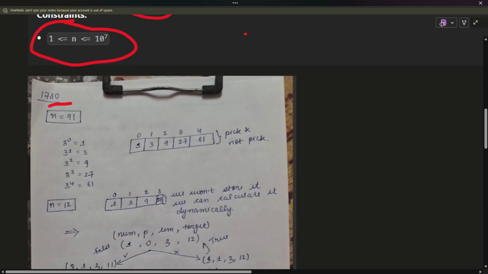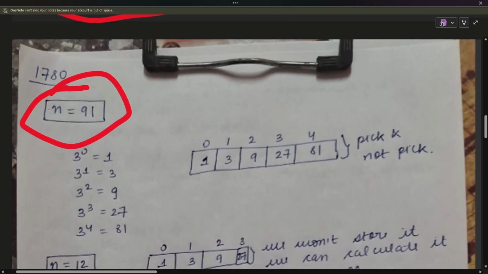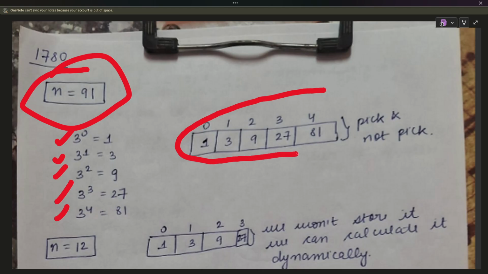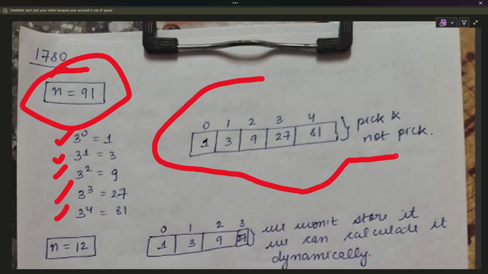As we can see, I have taken the example where n equal to 91, and 3 raised to power 0 is 1. I have written the powers. So how can we solve it? As you may be aware, the concept of pick, not pick is used in most DP problems, and it's also used in recursion. So it's not specifically DP oriented, but DP is just an optimization technique. So this problem is of recursion.